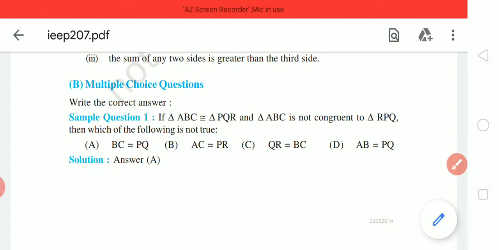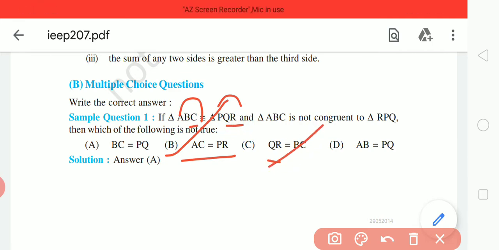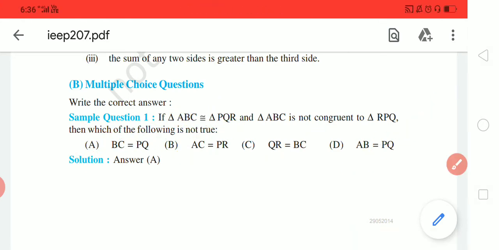Let us check the other ones also. Here AC, the first and last vertex, so we need PR. Yes, it is right. QR, the last two, so we need BC. Yes, it is. AB, the first two vertices, then we have to take PQ. Yes, it is also given. So this one is wrong, right?